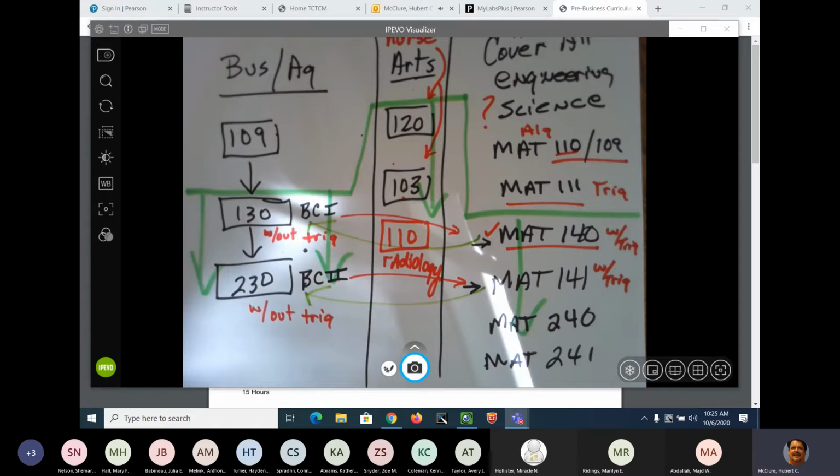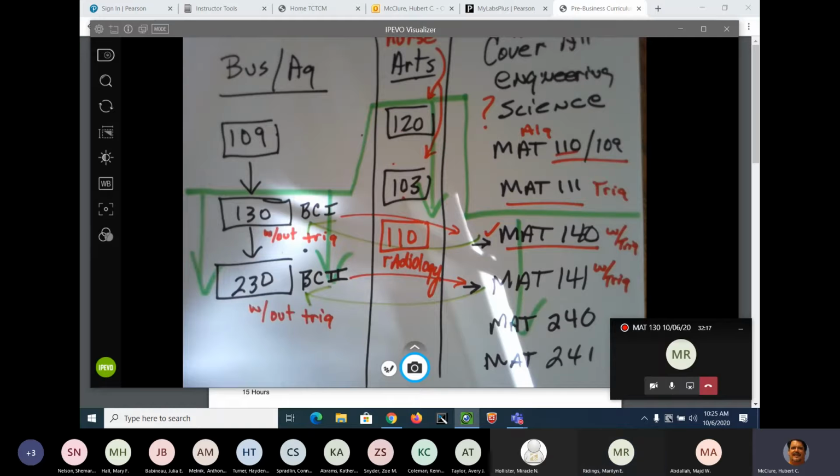Did y'all see it? Can y'all see it? Okay, I don't know if y'all see it or not, but it should be under your, I don't see it. Okay, hold on. Look under files.